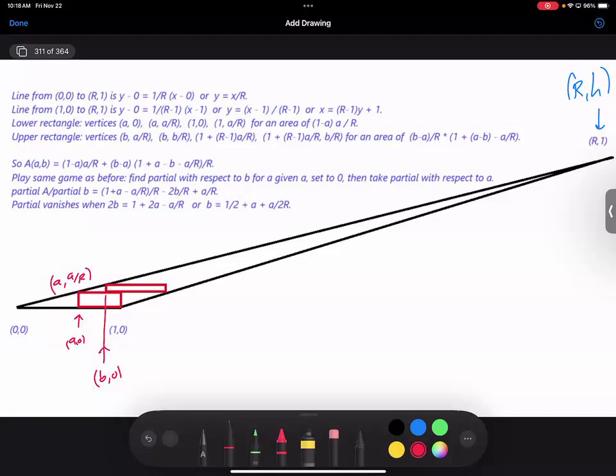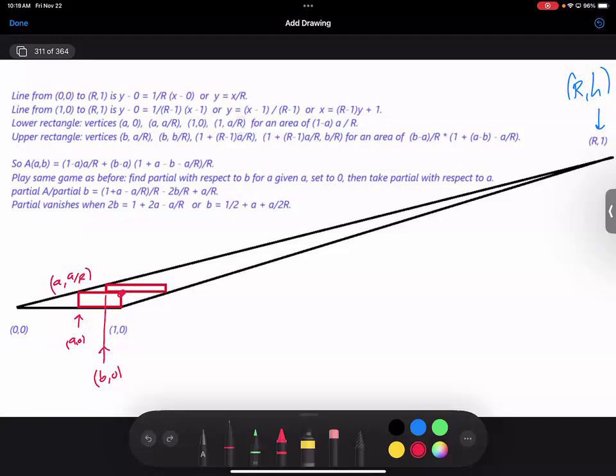The next one down here requires a little bit of work, but we see that that one is 1 comma a over r. The x-coordinate clearly is going to be 1, and just how high up are we going? Well, it's the same as what we were doing a moment ago, so not a big deal.